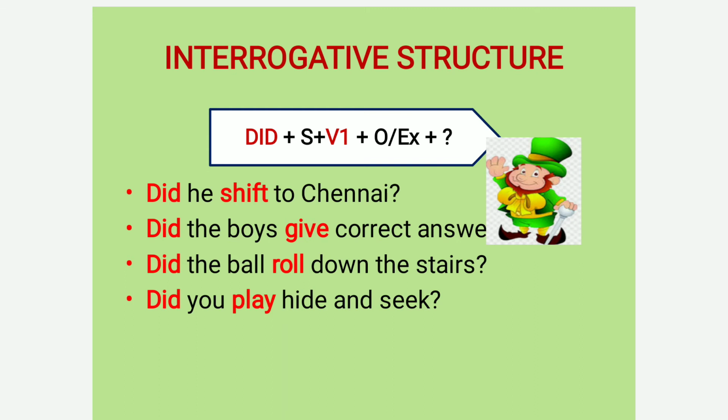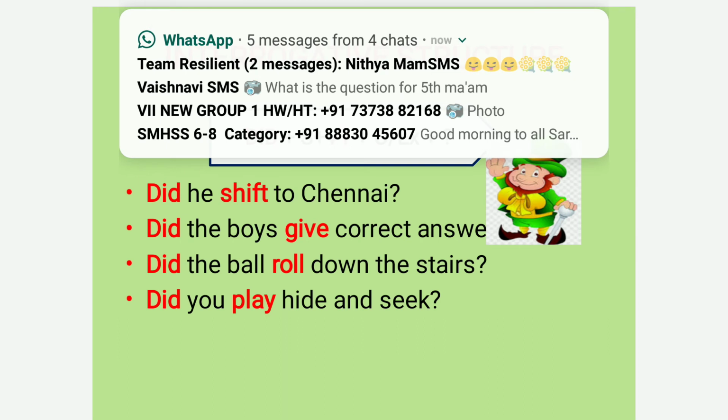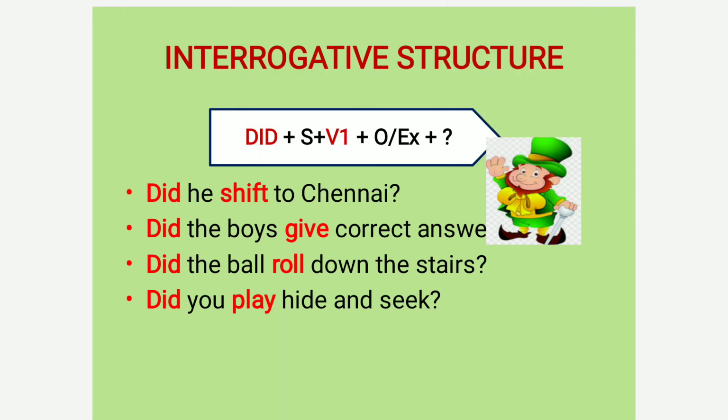Let us learn. Did he shift to Chennai? It ends with a question mark. So we just replaced did in front of the subject and we removed the negative word not. Did the boys give correct answer? Did the ball roll down the stairs? Did you play hide and seek? So this is how we have to convert the given sentence into interrogative.